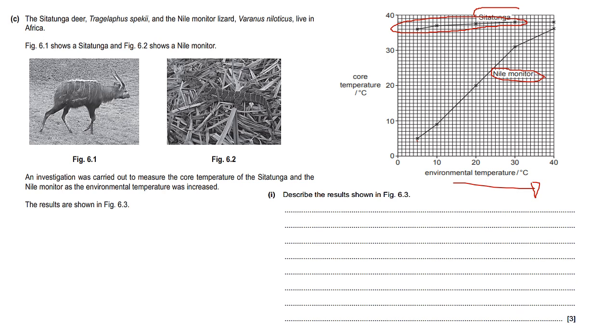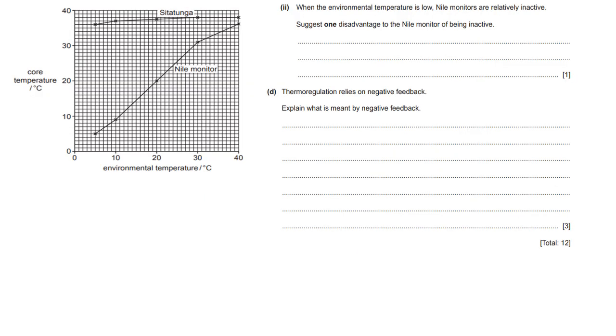And then you can say, for example, just maybe pick the units and say at 40 degrees environmental temperature, the Nile monitor was at, I guess maybe around 37, while the Sitatunga was somewhere around 38. So those are some of the things that you can say. And obviously remember to put the units. Please don't just put numbers. Don't just say 38. Make sure you write 38 degrees Celsius so that you can get full marks, because sometimes you might lose marks for not doing that.